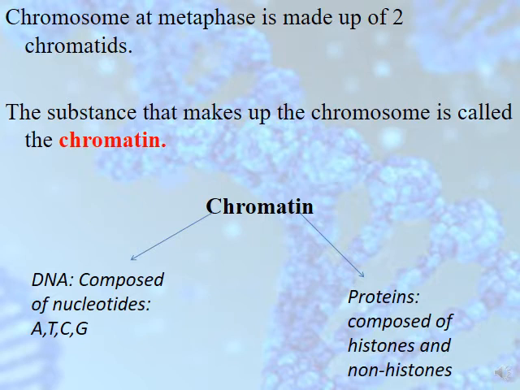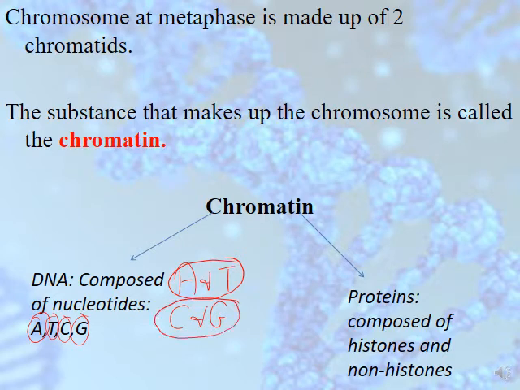So the chromatin is composed of nucleotides. These nucleotides are A, T, C, and G. A and T are complementary. C and G are complementary. So here we have the complementary nucleotides A and T, and the complementary nucleotides C and G. These nucleotides will form most of our work here.